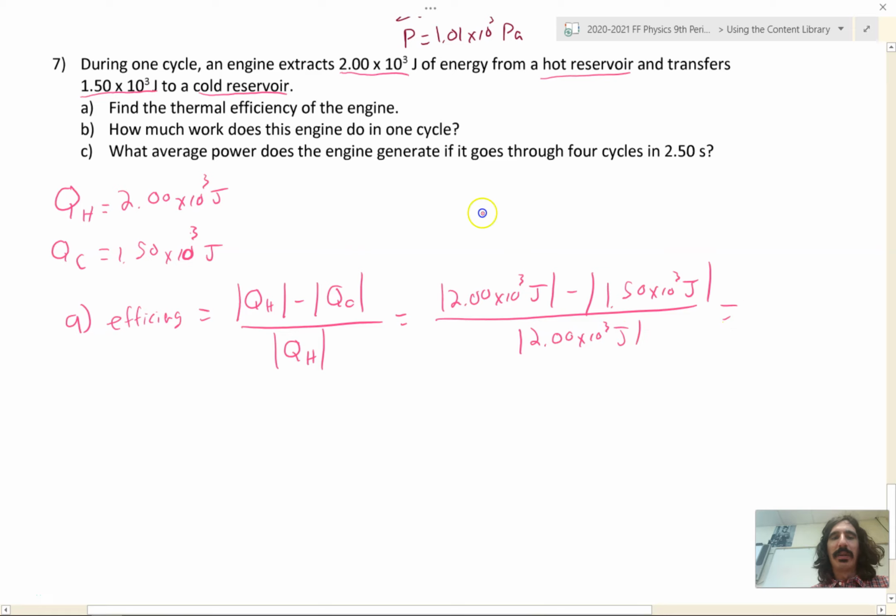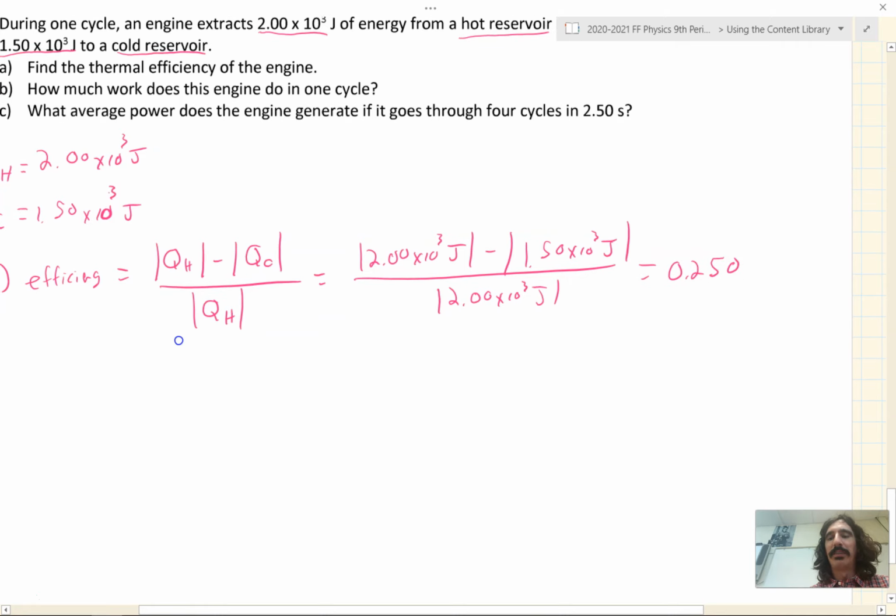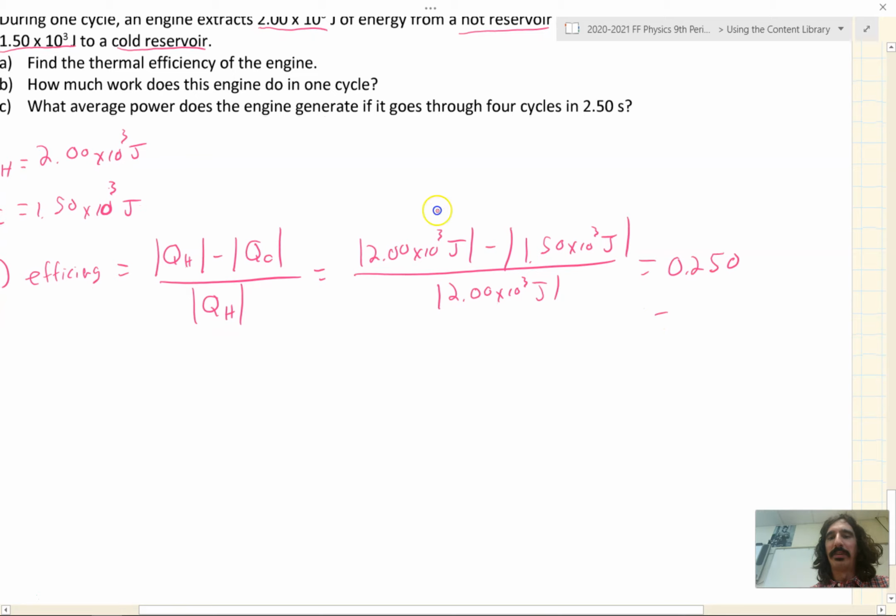Plug and chug and we get 0.250. And if we want to put that as a percent, we can just multiply by 100, which says that this engine is 25% efficient.